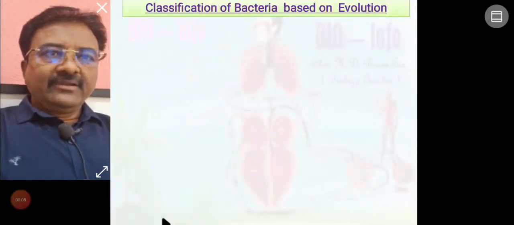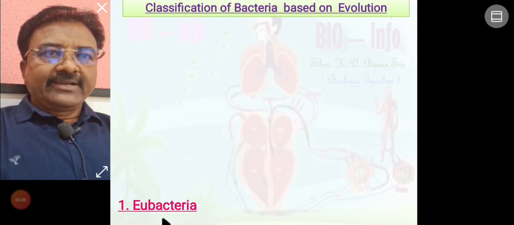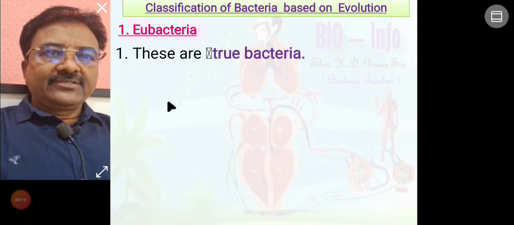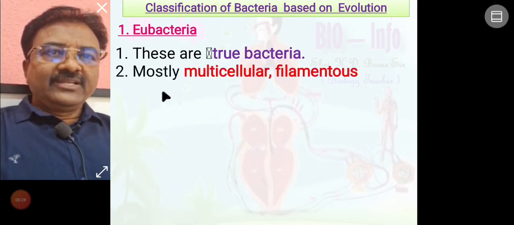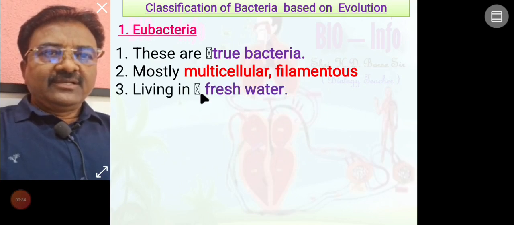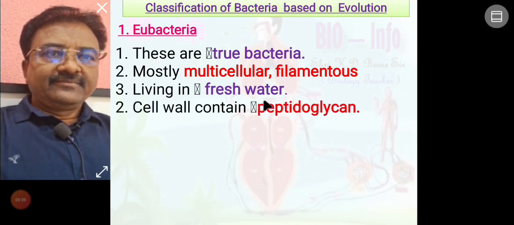Now we learn second type of bacteria known as eubacteria. What are the characteristic features of eubacteria? This bacteria is true bacteria. Which one is true bacteria? Eubacteria is true bacteria. Mostly this type of bacteria is multicellular. Filamentous also. This type of bacteria is living in fresh water. Its cell wall contain chemical material known as peptidoglycan.